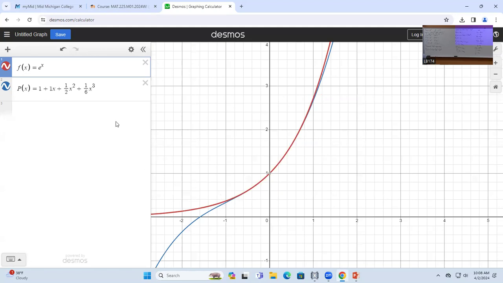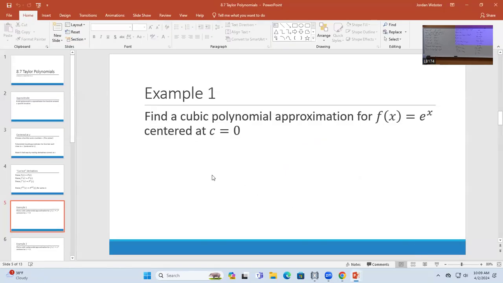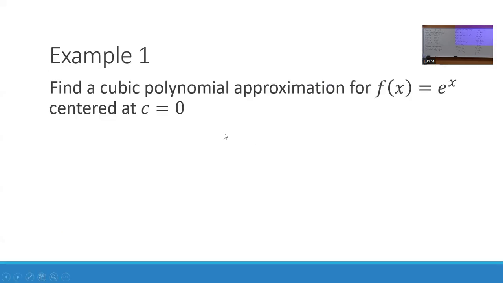So that's what we're doing. We're creating a polynomial that really matches the function well, close to whatever center value it has. Now you might say, what would happen if we were talking about an approximation for e to the x centered at a different number, centered at 2, for instance?